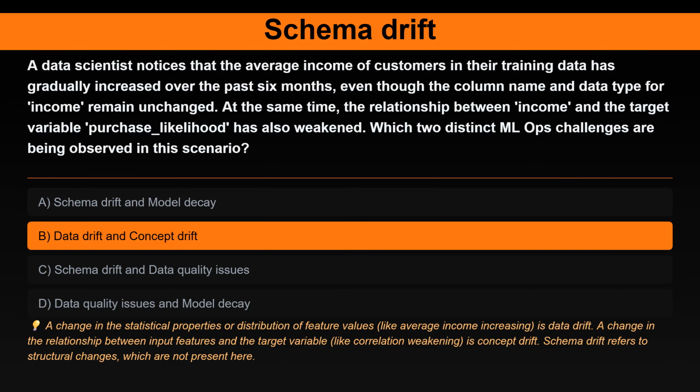The correct answer is data drift and concept drift. Here's the explanation. A change in the statistical properties or distribution of feature values, like average income increasing, is data drift. A change in the relationship between input features and the target variable, like correlation weakening, is concept drift. Schema drift refers to structural changes, which are not present here.